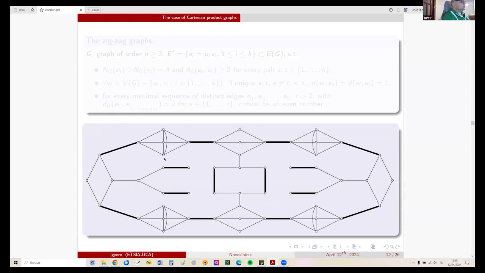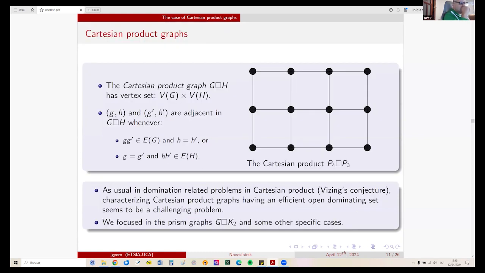So to do this, what we have is a copy of two graphs. I mean, I have one graph and a copy of the other graph, and then the corresponding edges in the positions corresponding to each of the vertices of the graph. So it means that if we are looking for an efficient open dominating set, we have some possibilities. Remember that an efficient open dominating set is formed by the union of K2s, I mean the edges. So if we are looking for an efficient open dominating set in the prism graphs, it could happen that the edges are horizontal, I would say, or vertical, or in both directions.